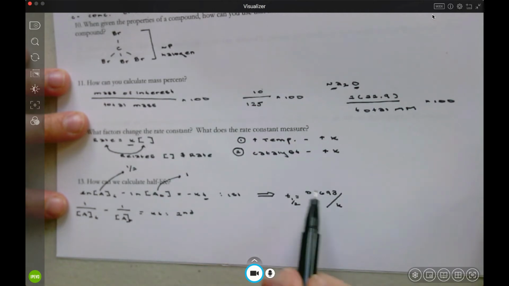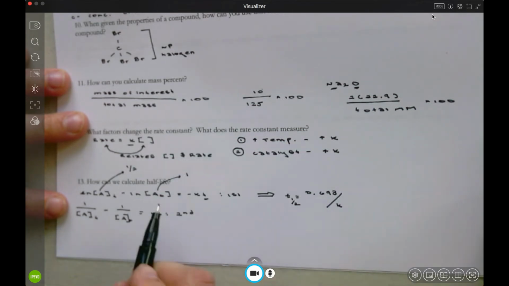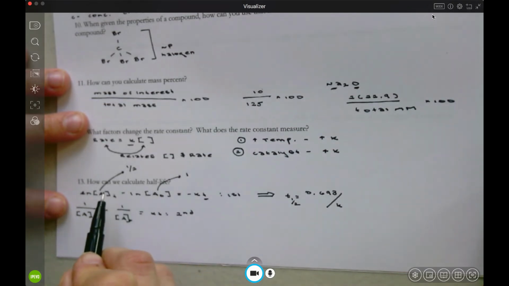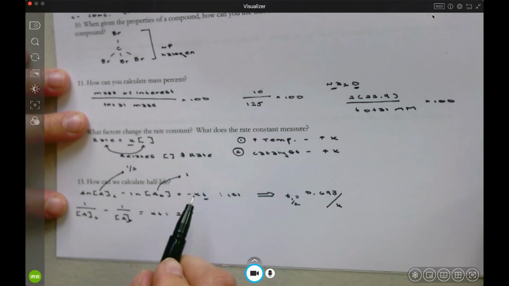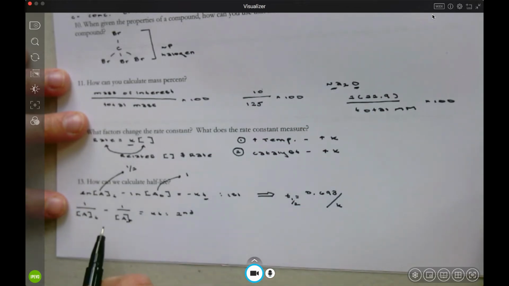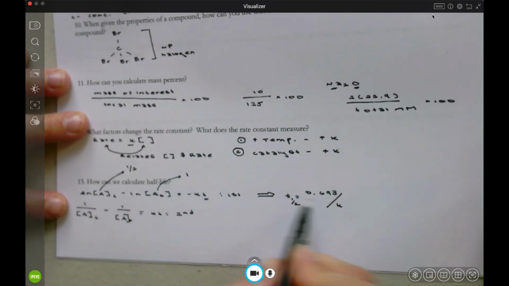Now keep in mind the only reason why I can use this is because regardless of what initial concentration I plug in here, my half-life, the time required for a half of it to react, is going to stay the same. That's the definition of a first order reaction. Here, I can't create a simple formula because my half-life depends on the initial concentration. So if this changes, that's going to actually change my half-life. So this is why I can use this for first order, because my half-life does not depend on the initial concentration.